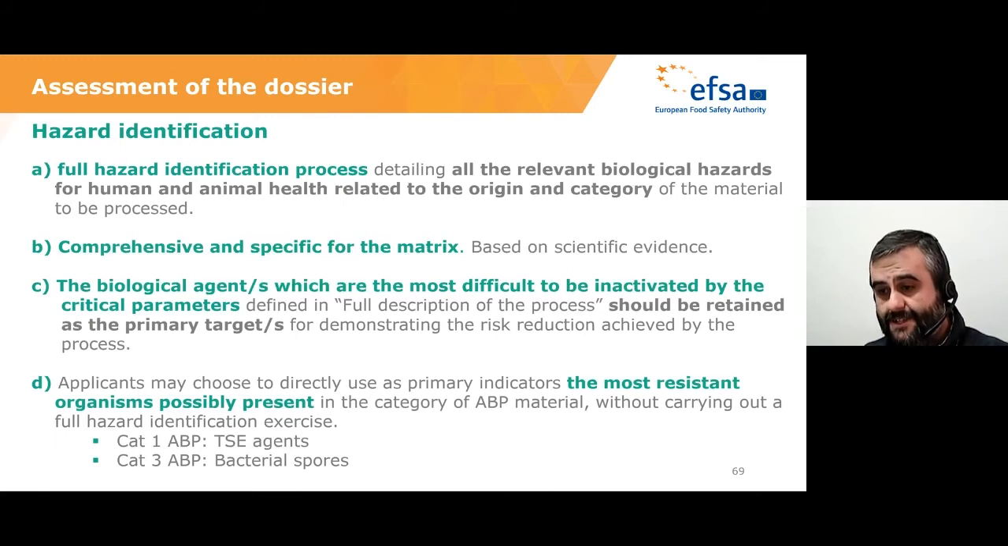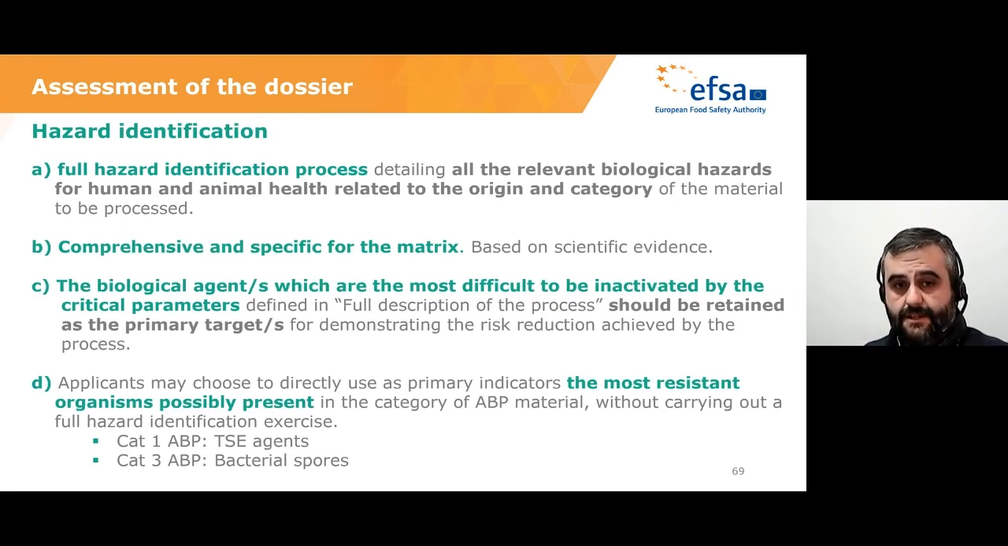And this should be an exercise that is done comprehensively and specifically for the matrix. So taking into account, as I was mentioning before, the origin of the ABPs that are used, the category and subcategory of the ABPs that are used, etc., and it should be based on scientific evidence. So looking for information in the literature for clarifying what hazards may be present, or even to say why the applicant considers that other hazards are not present.